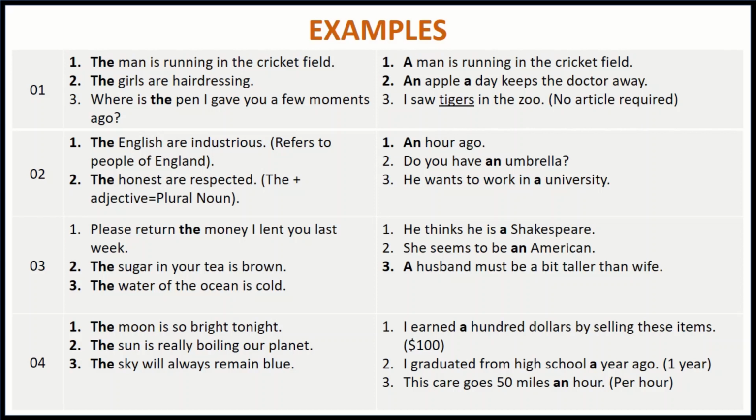But rule number four of the indefinite article states that it can tell you about numbers. I earned a hundred dollars. A hundred dollars actually means one hundred dollars. I graduated from high school a year ago. A year ago, one year. This car, there's a spelling mistake. I'm really sorry about this. Car, C-A-R. We have to delete E. I'm sorry about this, guys. Please. This car goes 50 miles an hour. An hour actually means per hour.